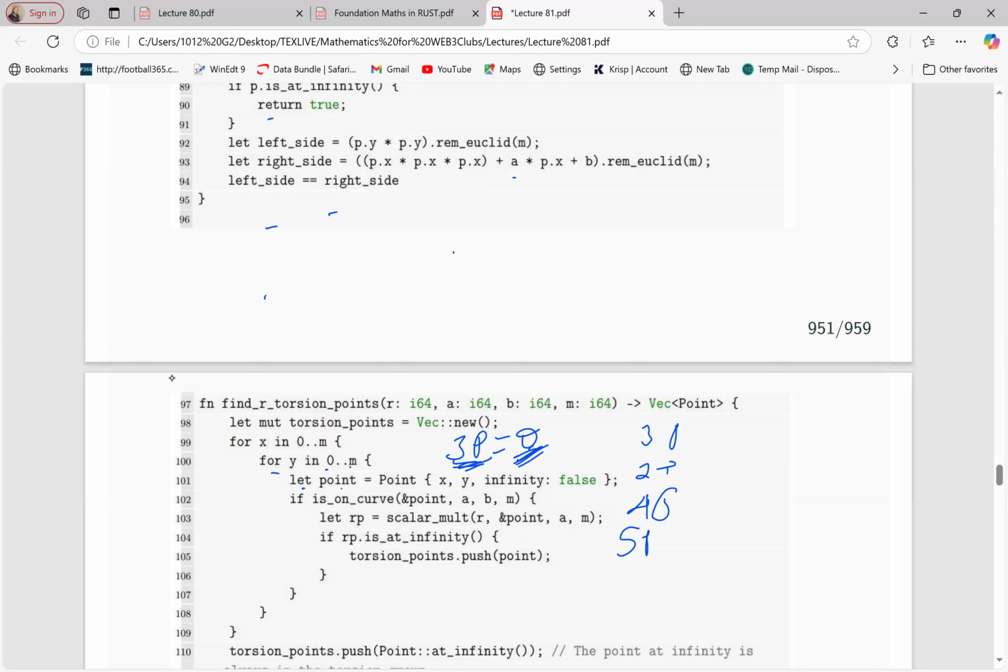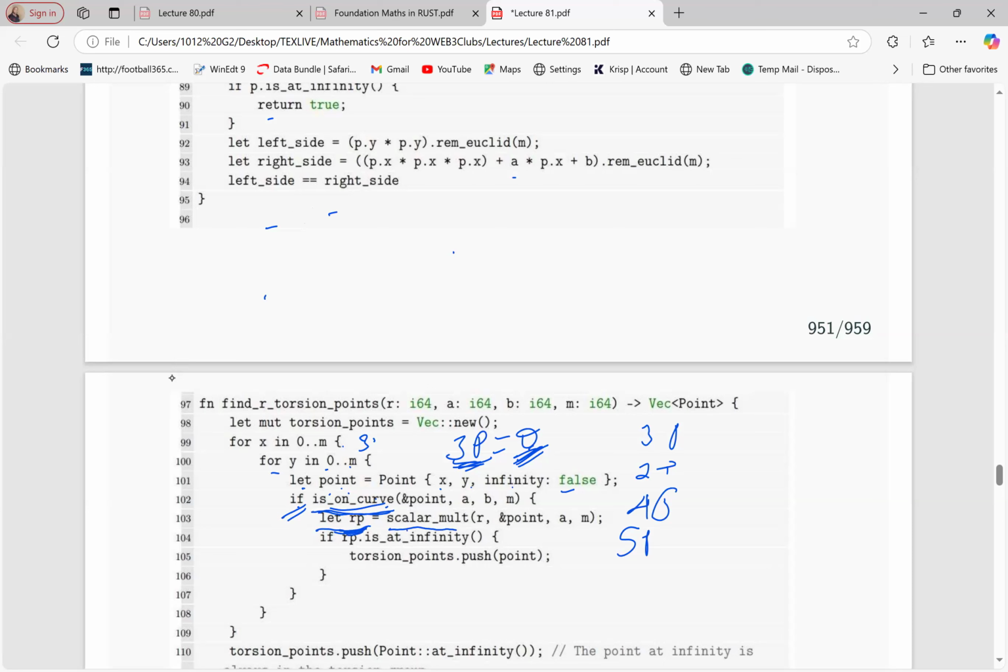So let point xy, now, if the point xy is at infinity, then false. So that one we don't check. That one is obvious. It's obvious that 3 times a point at infinity shall be a point at infinity. There's no problem there. But if the point is not at infinity and is on the curve, this one, we check r times that p by using the scalar multiplication function above.